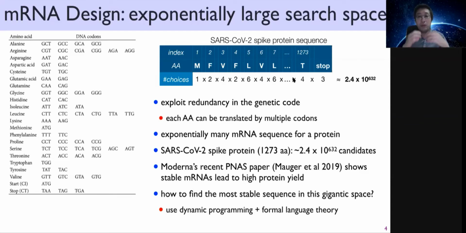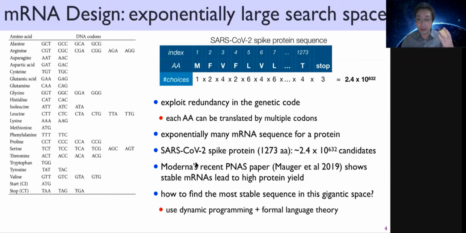We get 2.4 times 10 to the power of 600 something, which is a humongous number, and you can never enumerate them one by one. There are so many different sequences, and each one of them translates to the same protein, so they're all synonymous mRNA sequences. Our job is to find the best one out of this huge space. But what's the criteria you want to choose from?